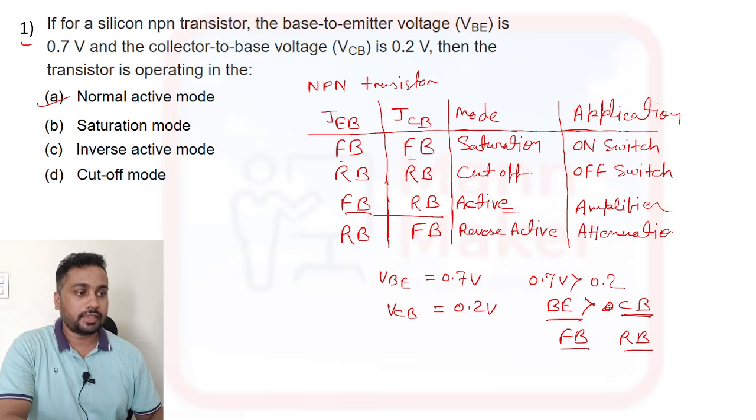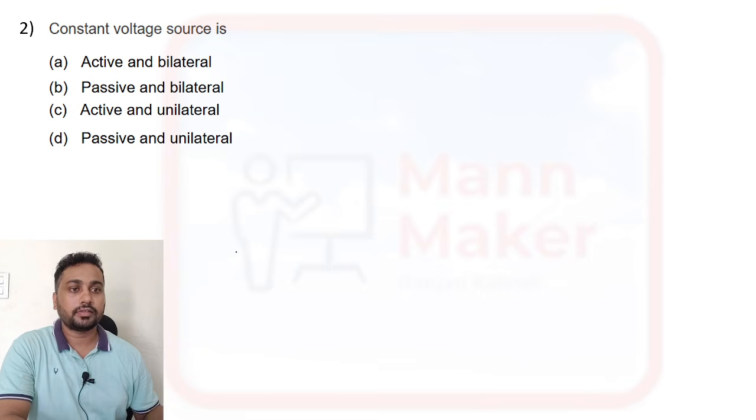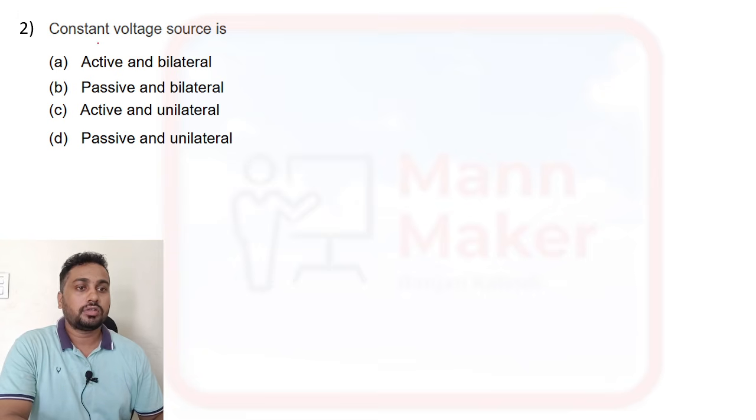This table is very important. You have to remember it, because in every exam you will get questions from this table. So from here, option A is the right answer. The next one is: constant voltage source is? Constant voltage source is what?